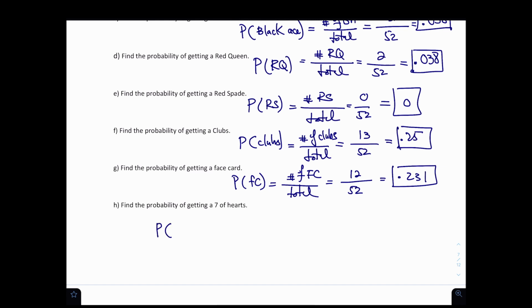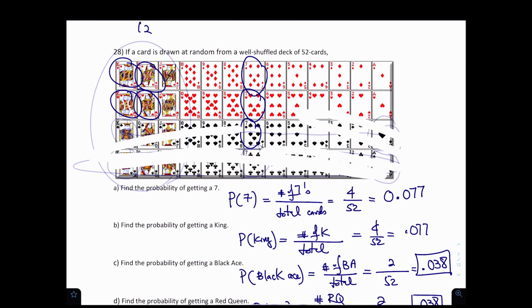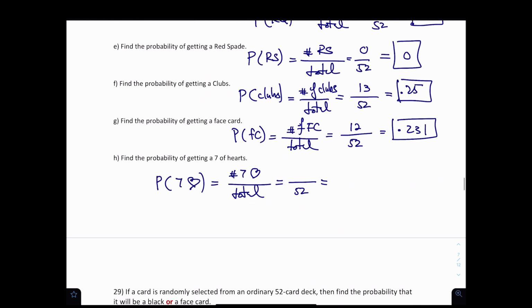And finally, the probability of getting a 7 of hearts. The number of 7 of hearts divided by the total number of cards. The total number of cards is 52. Let's go back to the deck of cards and see how many 7 of hearts I have. There's only one 7 of hearts out of 52 cards, so the probability is 1 out of 52, which is 0.019.